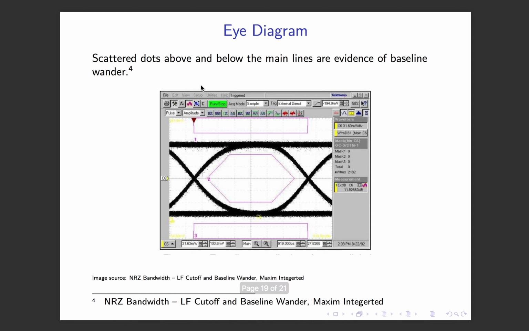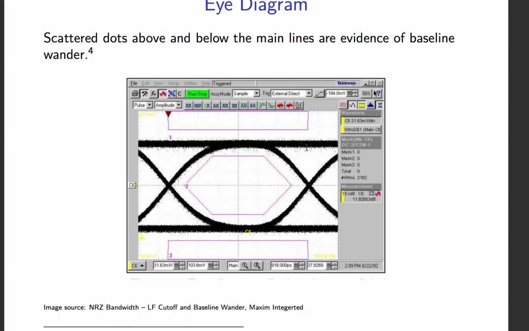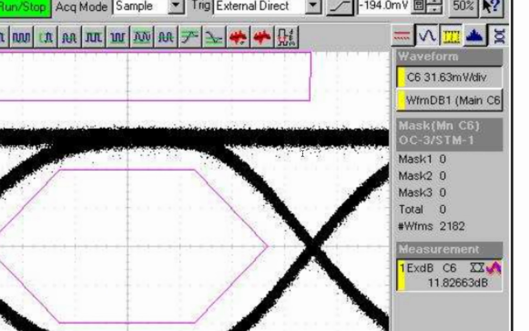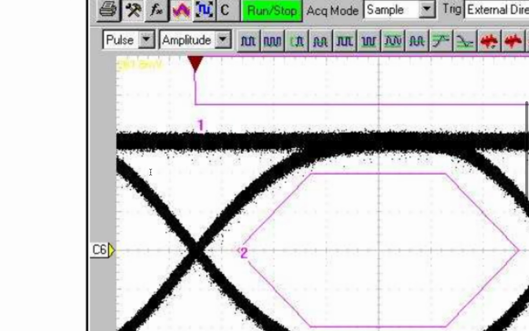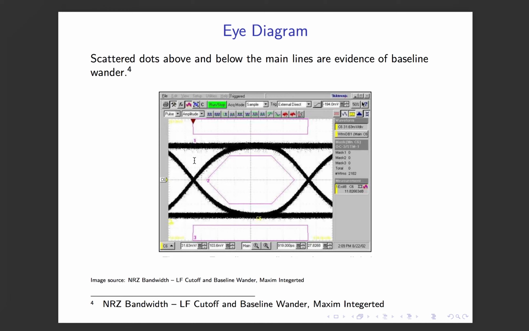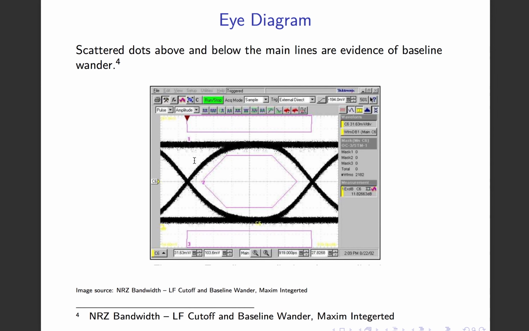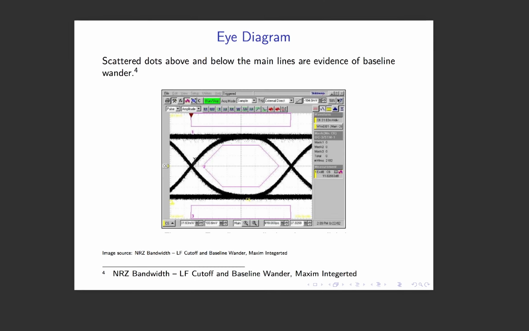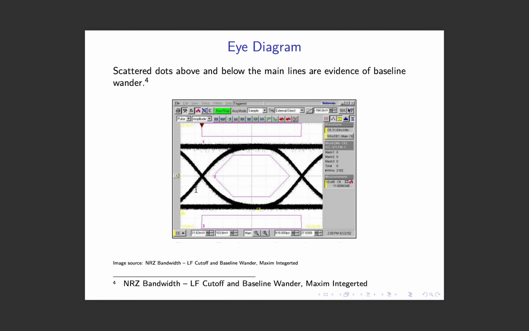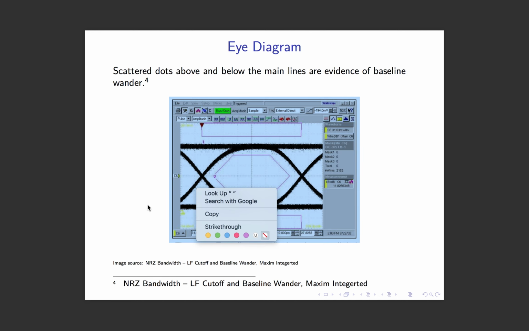So this is the eye diagram. This is just a qualitative understanding. If there is some evidence of baseline wander, we can see some amount of scattered dots, right? If you increase the thing, you can see these scattered dots here and there, everywhere. So these scattered dots represent, I mean, if you check in the CRO, that we have baseline wandering in the system.